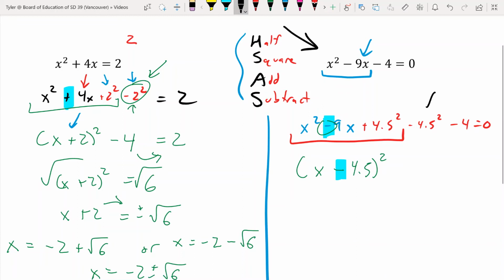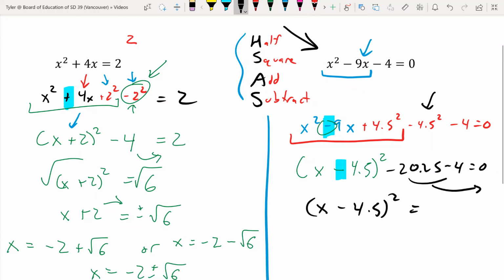I'm actually going to expand this out. So it's going to give me negative 22.25. Let me double check that. Sorry, 20.25. Minus 4 equals 0. I'm going to collect those and move them to the other side. So we get x minus 4.5 squared equals positive 24.25.